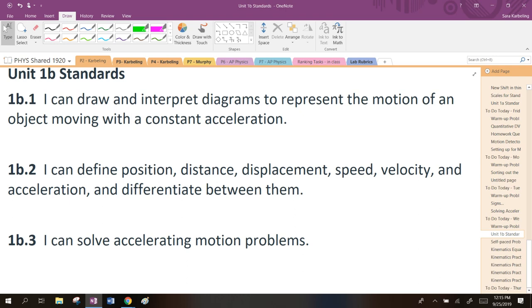Okay? Standard, the first one says I can draw and interpret diagrams that represent motion of an object. We have been doing a lot of this, haven't we? We have been doing a lot of this. This is going to be a big one.